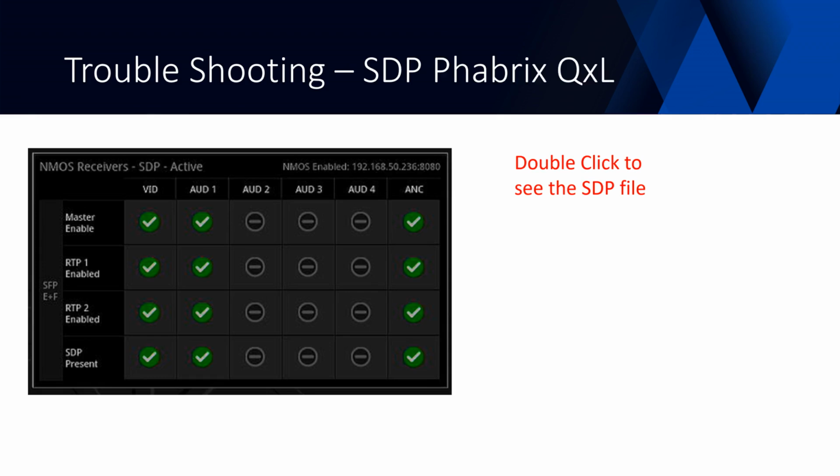Some of the gear gives you a nice green light, red light screen. You drop an SDP on there. You get all green lights. It's all good. If one of these turns red, you can click on this screen and it'll turn around and give you the entire SDP file.